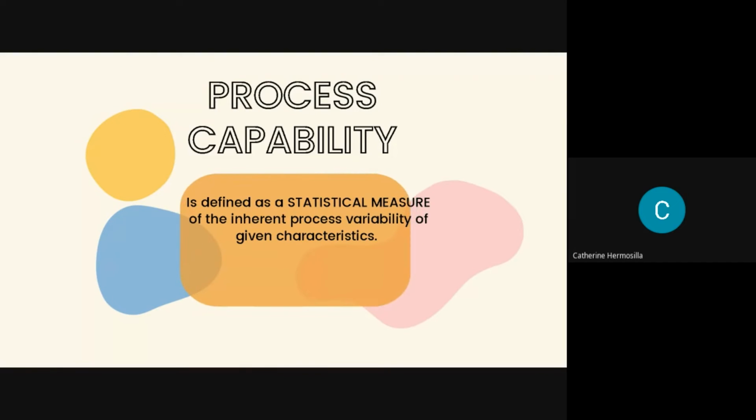So, what is process capability? Process capability is defined as a statistical measure of the inherent process variability of a given characteristic. This can also be used to assess the ability of a process to fulfill the specifications. A capability analysis is an excellent tool to demonstrate the extent of an improvement made to a process. It can summarize a great deal of data simply, showing the capability of a process, the amount of improvement needed, and later the amount of improvement achieved.